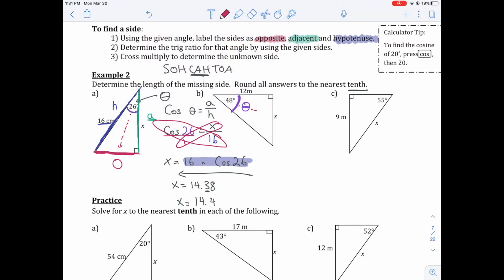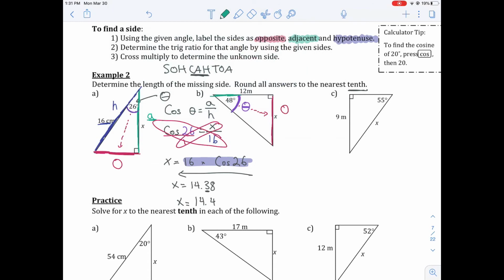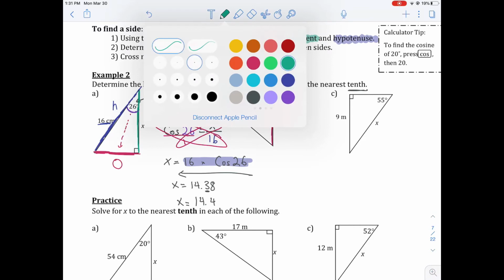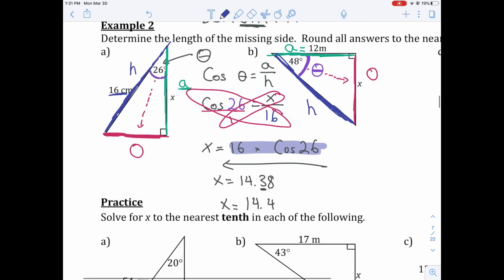So let's start with the opposite first. So this right here must be the opposite. x is my opposite now. My adjacent is going to be 12, because this side over here, the diagonal, is actually the hypotenuse. All right, so you have labeled your triangle.